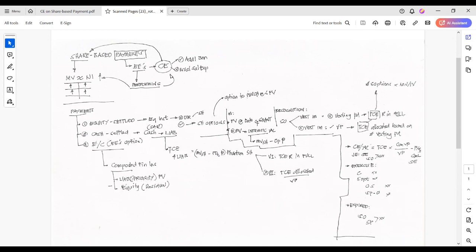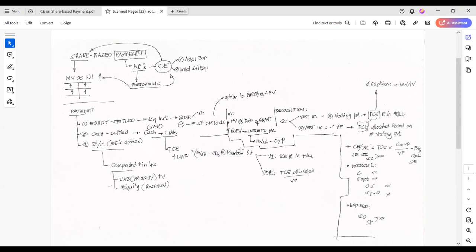So that liability times the fair value, you compute that. Okay? This is based on the phantom shares times the intrinsic value. If there is no intrinsic value, then you will use the fair value. Okay? So the intrinsic value again is the market value of your share minus the option price.